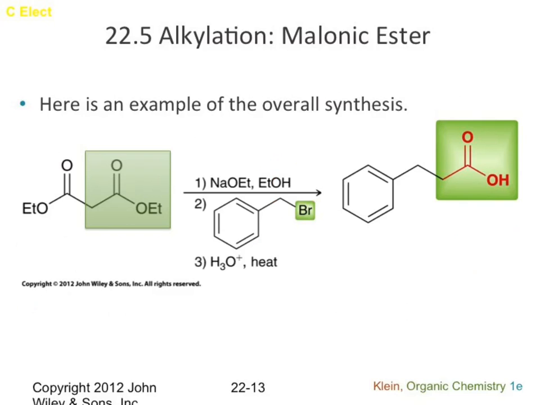So, as an example of putting everything together, I tried to color this in so you could see the individual pieces. We're looking at the green boxes being the same pieces. Okay, so what we start off with is our strong base. That base will remove the hydrogen, our alpha hydrogen, making that carbon nucleophilic. That nucleophilic carbon can then perform a backside attack, kicking out our halogen leaving group.